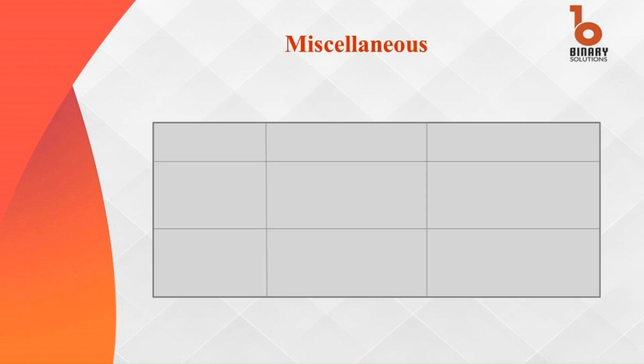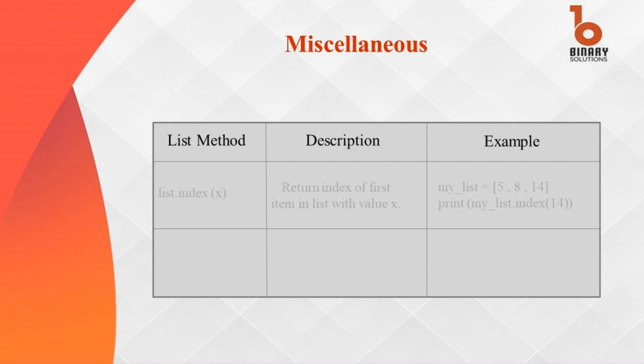The table titled Miscellaneous introduces two useful list methods in Python: index(x) and count(x). The index(x) method returns the index of the first occurrence of the specified value x in the list. For example, with the list my_list = [5, 8, 14], calling my_list.index(14) returns the index of the first occurrence of 14, which is 2. This method is helpful when you need to find the position of an element in a list.